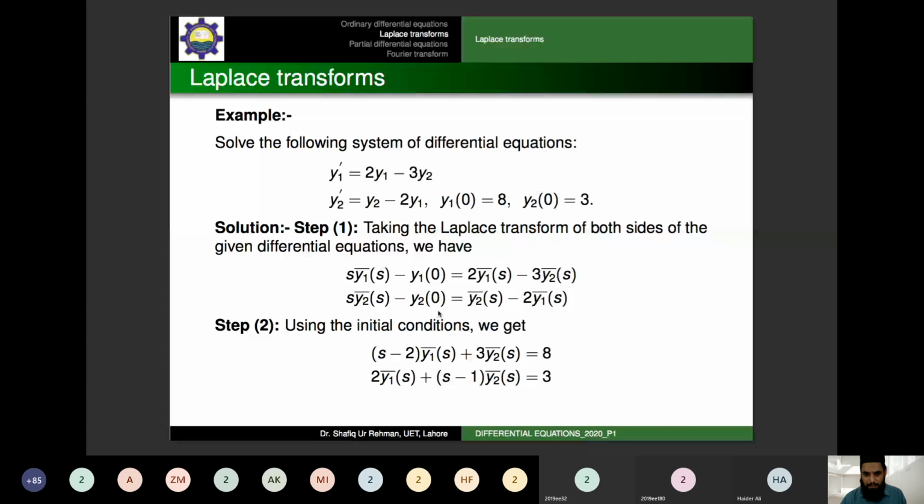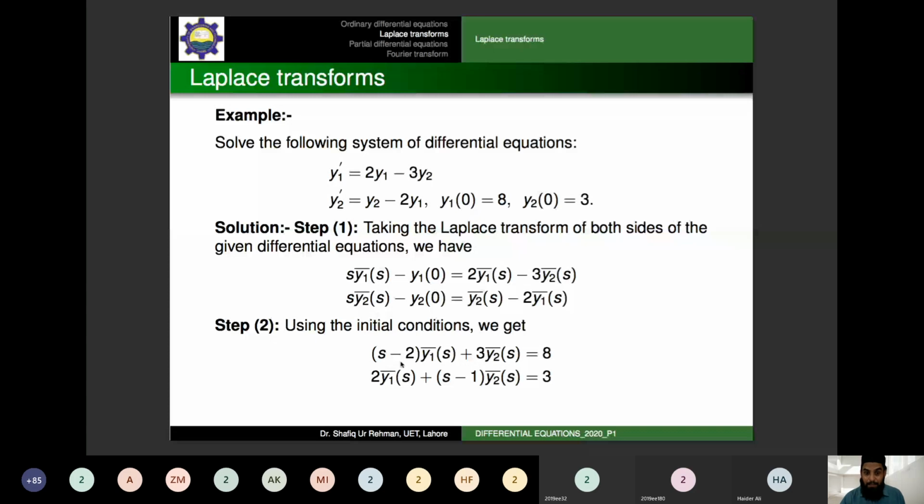So once we plug in and simplify them, it's a system of algebraic equations. It looks a bit complicated, but they're very simple expressions. It is just like x and y. I mean, just think about that: y1 bar of s is x and y2 bar of s is y.